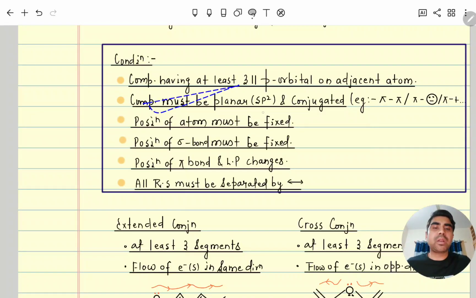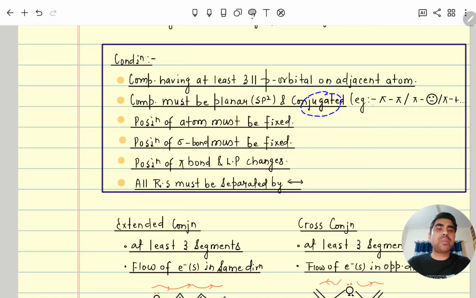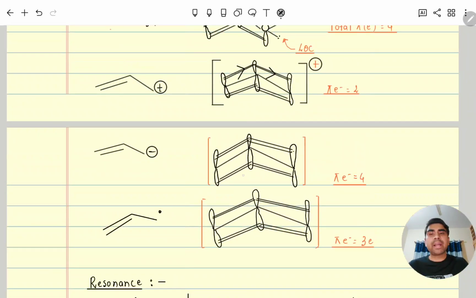The compound must be planar, meaning sp2, and conjugated. Conjugated means pi-single-pi, pi-single-lone pair, pi-single-positive charge. In all of these, the electron density can delocalize. So the compound must be planar and it must be conjugated. Here you can see the meaning of conjugation: like here, this negative charge and this one. So how many? 3 parallel p orbitals.